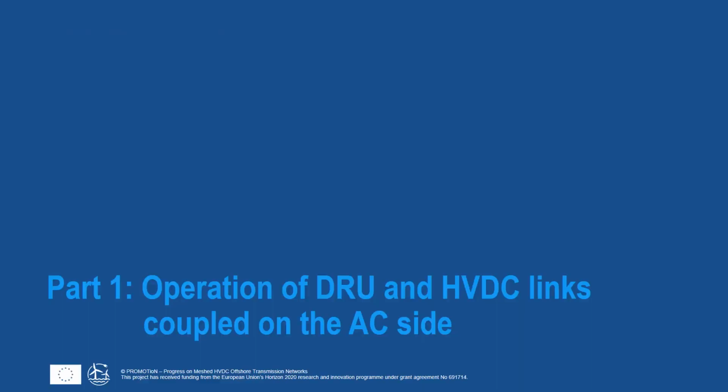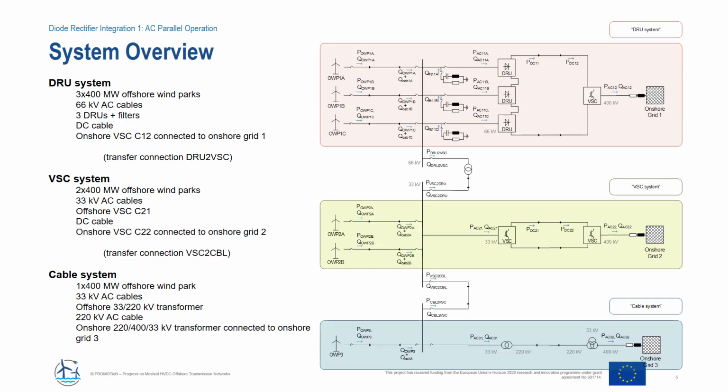Now let's begin with the first part that has been the task of Siemens, where, as I just said, the diode rectifier units are coupled with other technologies on the AC side. Here you can see the overall system that has been investigated. In total, 3 different technologies are used for exporting the offshore wind power, and all of them are coupled on the offshore AC rather than on the DC side. So these 3 systems are a so-called DRU system, a VSC system, and an AC cable system.